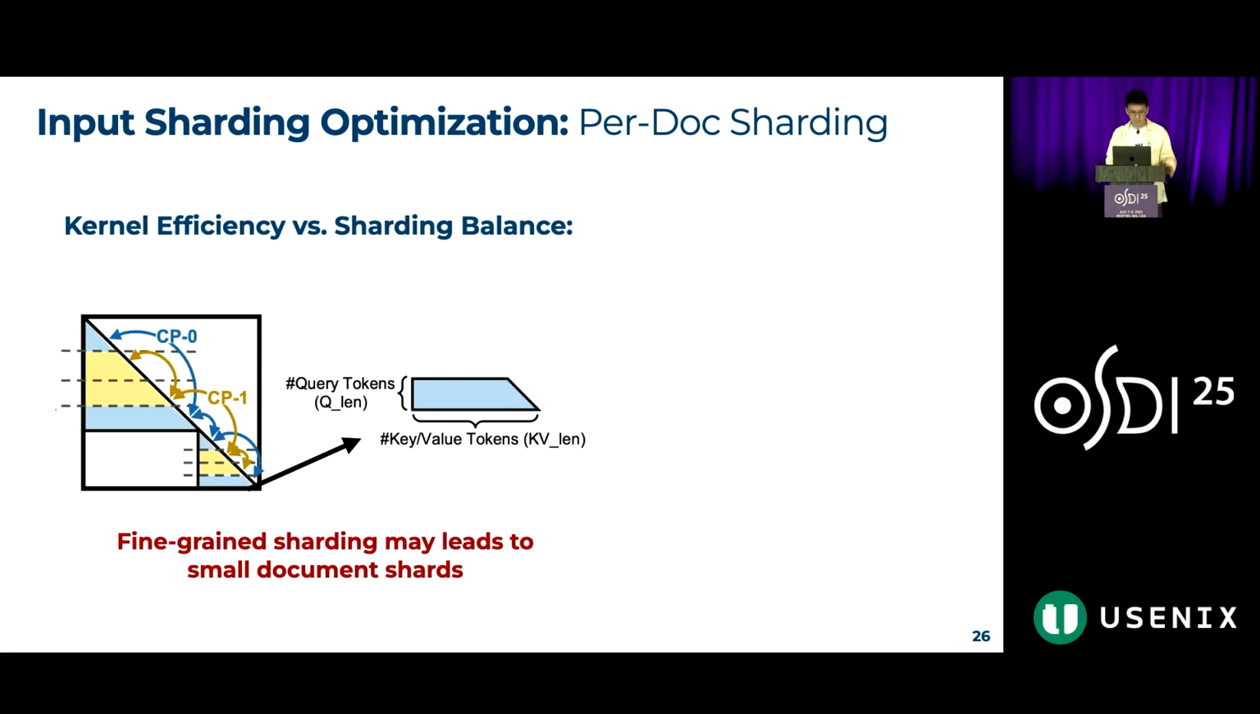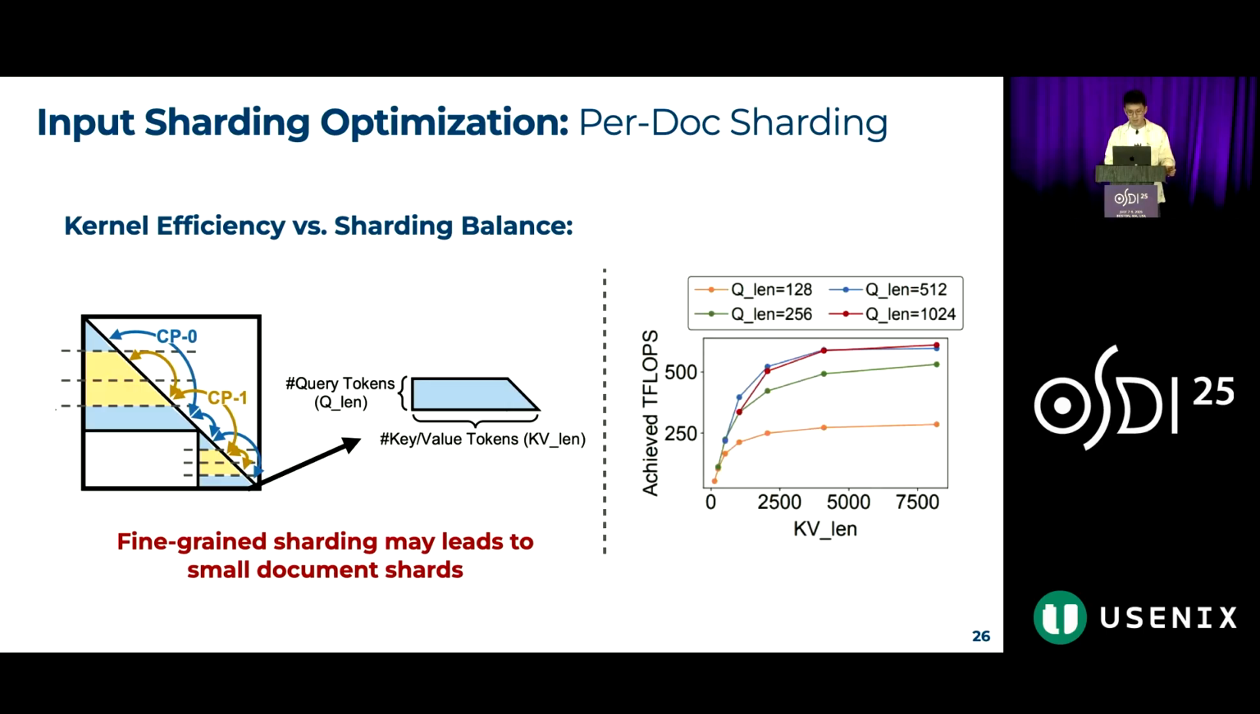However, the fine-grained sharding also introduces new challenges, which is the kernel efficiency versus the sharding imbalance. If we apply fine-grained sharding to very short documents, it will lead to many small document shards, which means the Q length and the KV length of the shard are very small. When we profile the kernel efficiency with different Q length and KV length, it can be seen that if the Q length and KV length are not large enough, the attention kernel cannot achieve the peak performance.